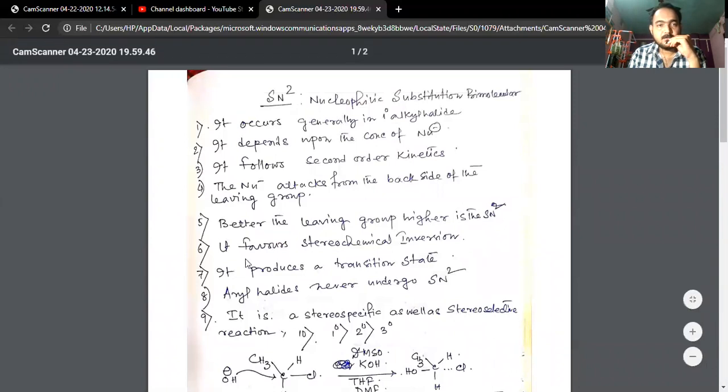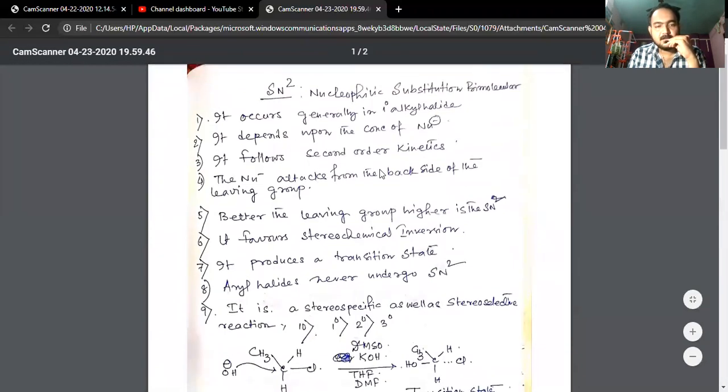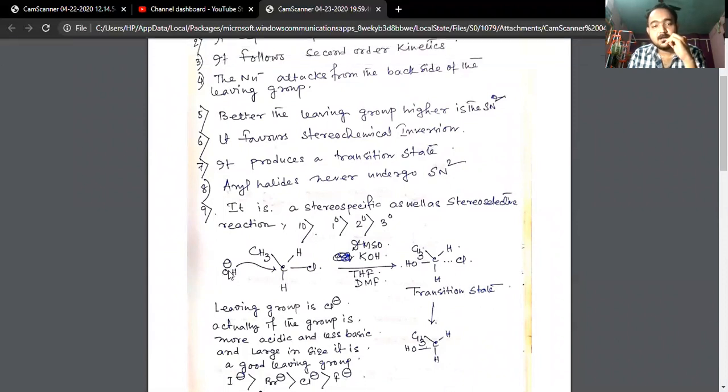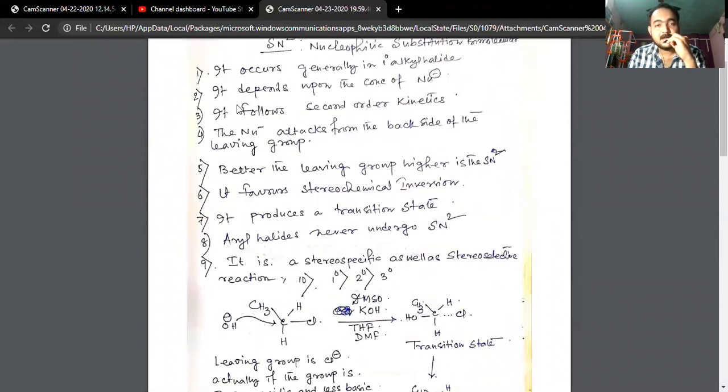Now we'll do a revision here. It occurs generally in a 1 degree alkyl halide, meaning SN2 occurs in a primary alkyl halide. Why? If more alkyl groups are present, then there will be steric hindrance, and the OH minus will find it difficult to attach to the carbon atom. So it occurs in a primary alkyl halide. It depends upon the concentration of the nucleophile.